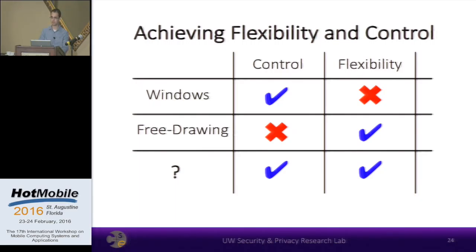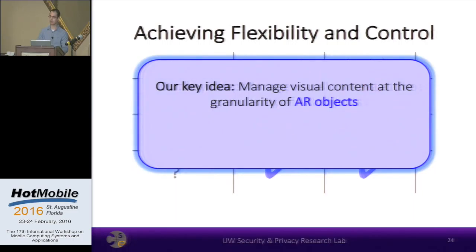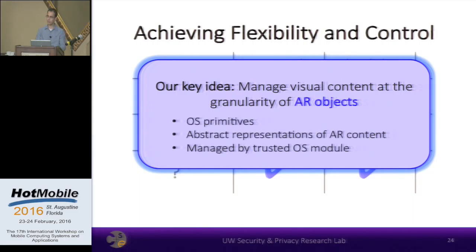While there may be many possible directions for such a model, our key idea is to design an output module that manages visual content at the granularity of individual AR objects rather than the coarse granularity of windows. And by AR objects, we mean OS primitives that act as abstract representations of AR content that apps wish to place throughout the user's view of the world, and whose positions and behaviors can be managed by a trusted OS module.